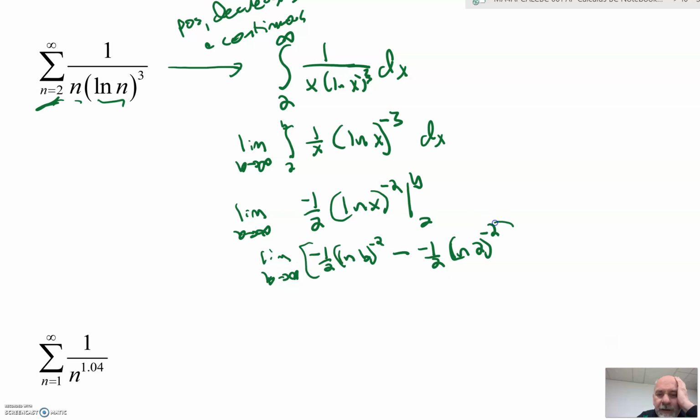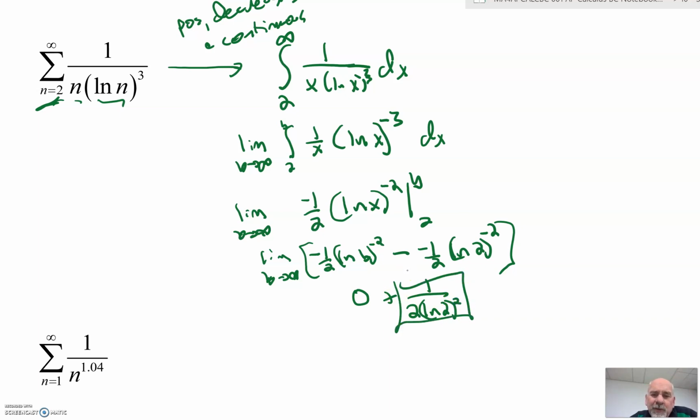And put little brackets around it just to say that whole thing is getting the limit. And so, okay, b. It's natural log of b to the negative 2, so it's in the denominator, and it's getting infinitely big in the denominator. That's negative 1/2 times a number really close to 0. That's 0 plus, minus minus. So 1 over 2 natural log of 2 squared. And that could be my answer.